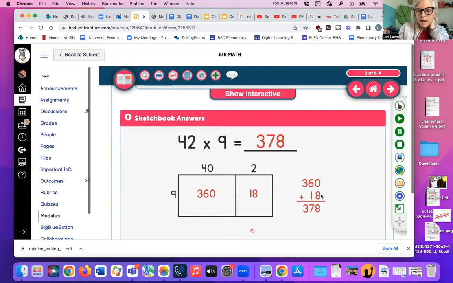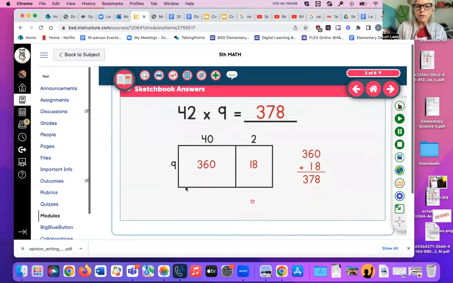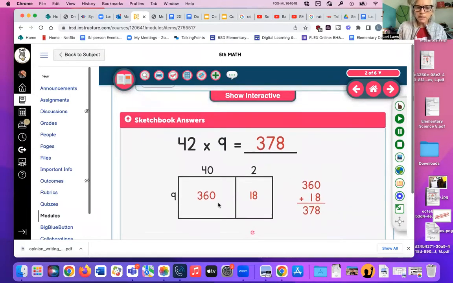Then I line them up according to place value. So making sure that if I had a decimal right here, it would be all lined up. My ones are on top of each other. My tens are on top of each other. And I just add the numbers up. I get 378, okay? That's how I would use an area model to do multiplication.